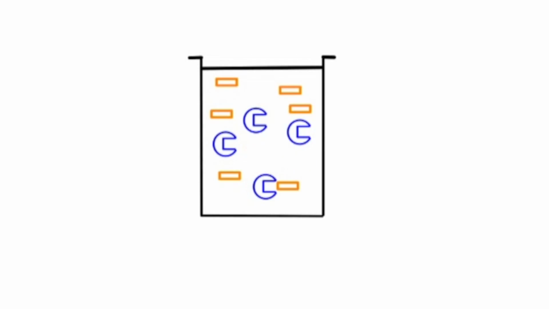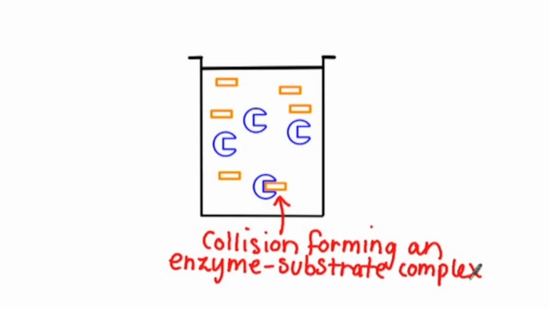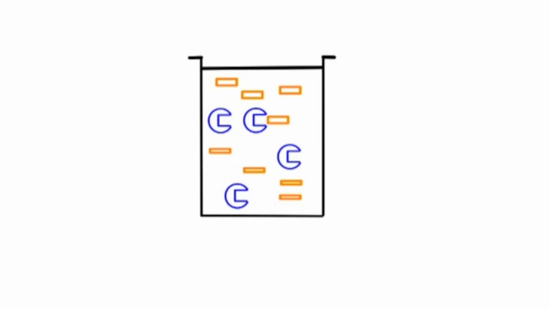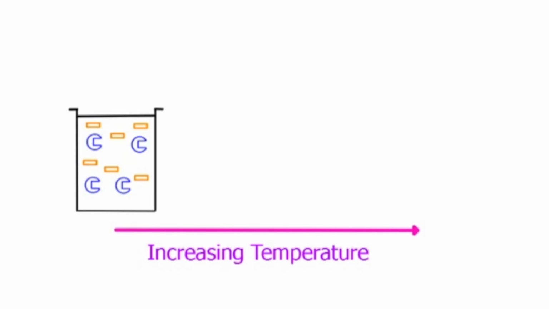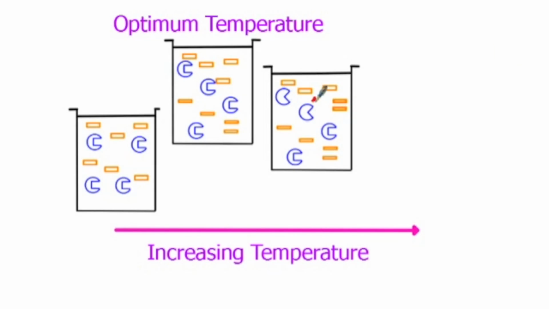When enzyme and substrate molecules are mixed, they randomly collide, forming enzyme-substrate complexes. As temperature increases, so does the kinetic energy of the molecules, and therefore also the rate at which these collisions occur. There comes a point at which the maximum rate of reaction is achieved, and the temperature at which this occurs is known as the optimum temperature.